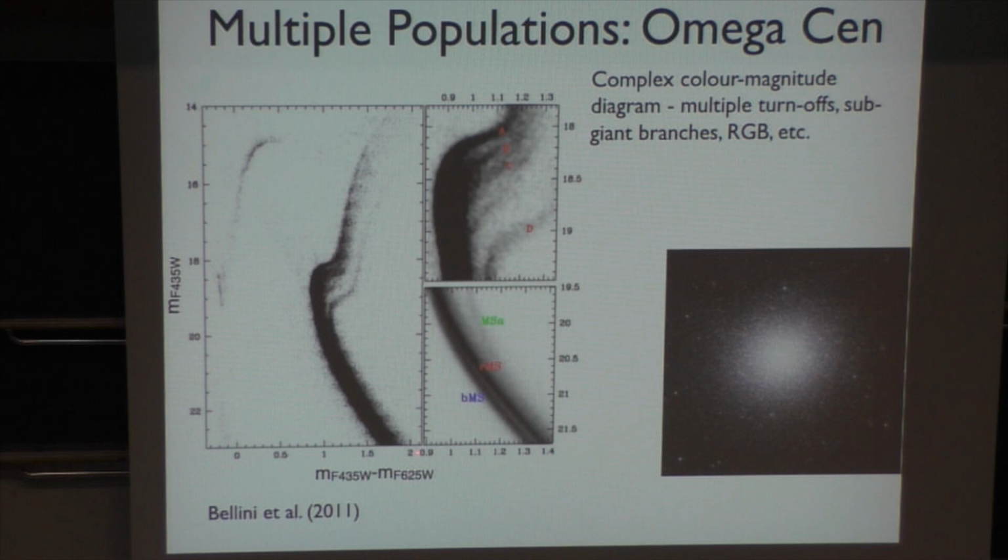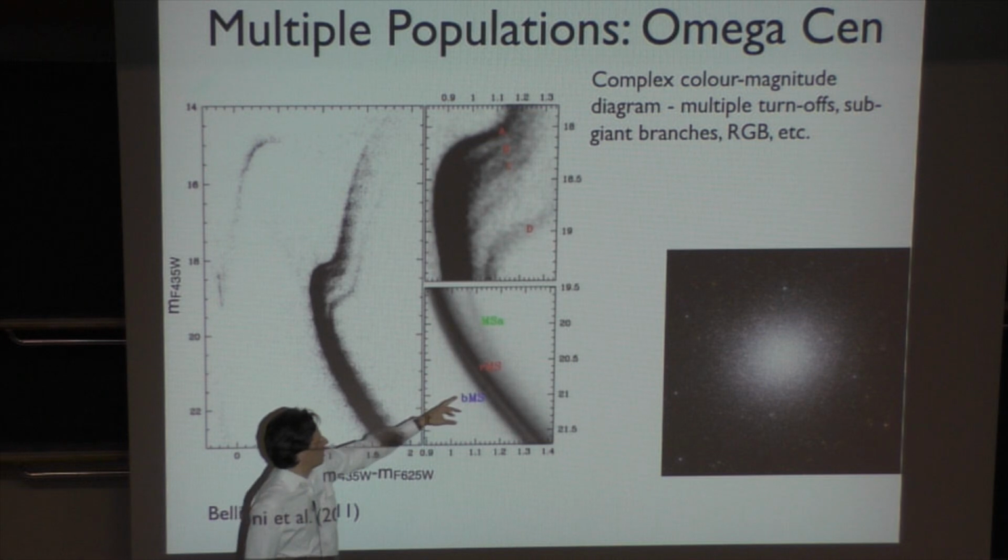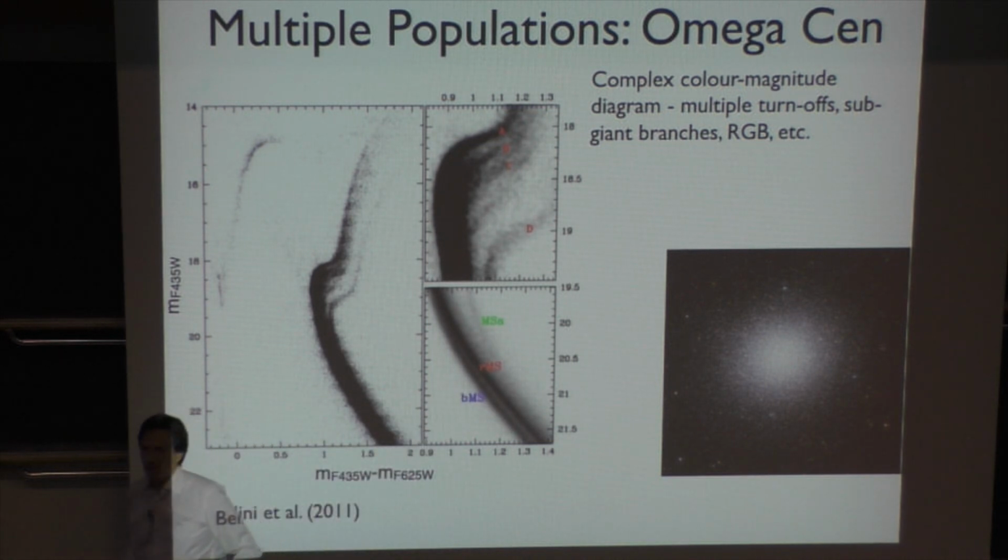You see the color magnitude diagram here with the main sequence and the giant branch, the horizontal branch, but not one single isochrone can fit that. You have all these multiple subgiant branches and turn-offs. And you can look at the main sequence and see that it's not actually one main sequence. There are two parallel main sequences. Now, it was known for quite some time that Omega Centauri has a metallicity spread, known since the 1970s. And you can see that the RGB here is quite broad.